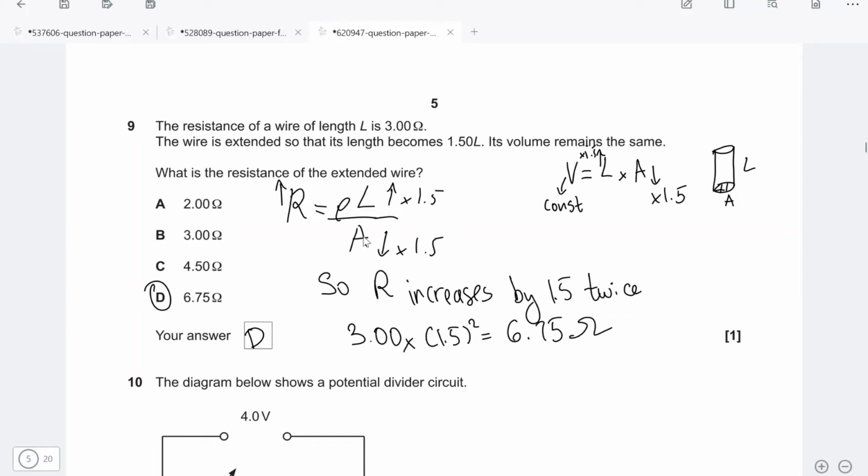But notice that the area will decrease, but resistance is inversely proportional to the area. So this means if the area decreases by 1.5, then the resistance will once again increase by a factor of 1.5. So R is going to increase by a factor of 1.5 twice. Multiplying 3 ohms by 1.5 squared, we're going to get 6.75 ohms, and the correct answer, which is of course D.